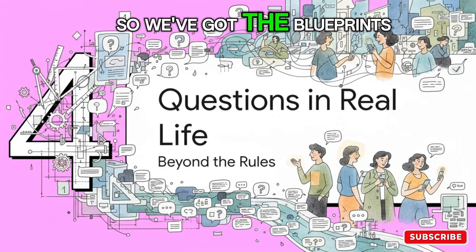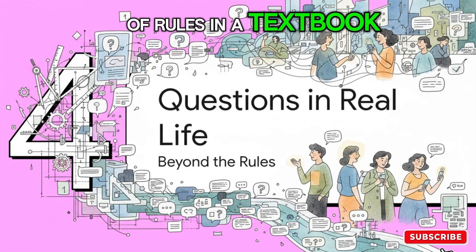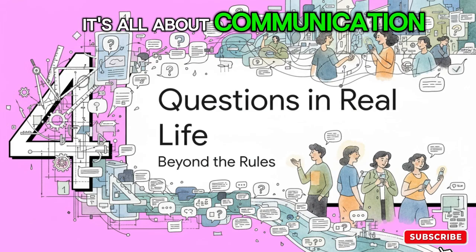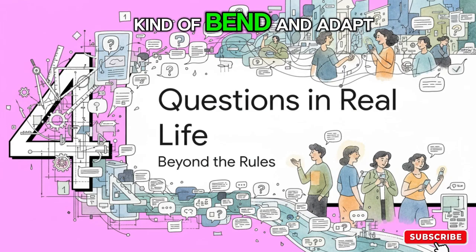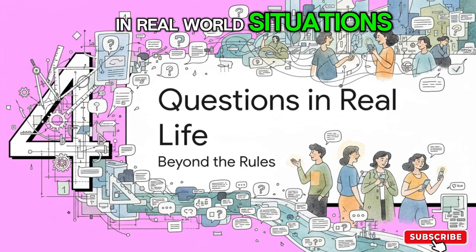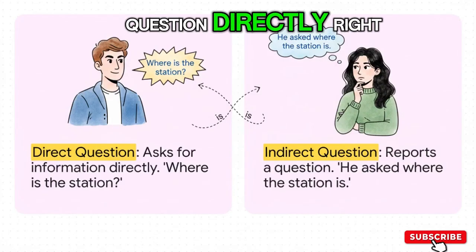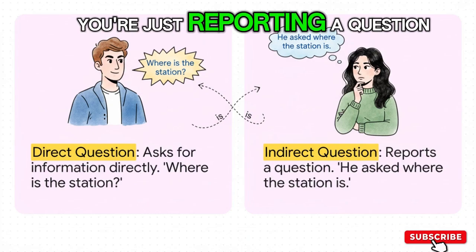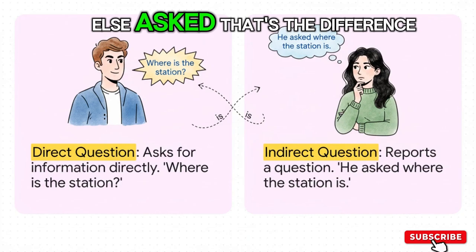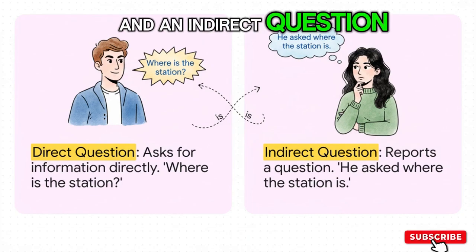Okay, so we've got the blueprints down, but language isn't just a set of rules in a textbook. It's all about communication. So let's take a look at how these question forms kind of bend and adapt in real-world situations. So sometimes you ask a question directly, right? But other times, you're just reporting a question that someone else asked. That's the difference between a direct and an indirect question.